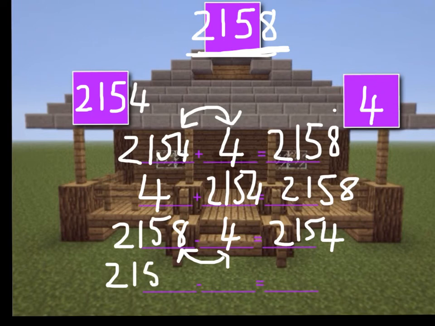And now the next takeaway turnaround is 2,158 take away 2,154, and that will equal 4. There we go. Great work, Grade 3.